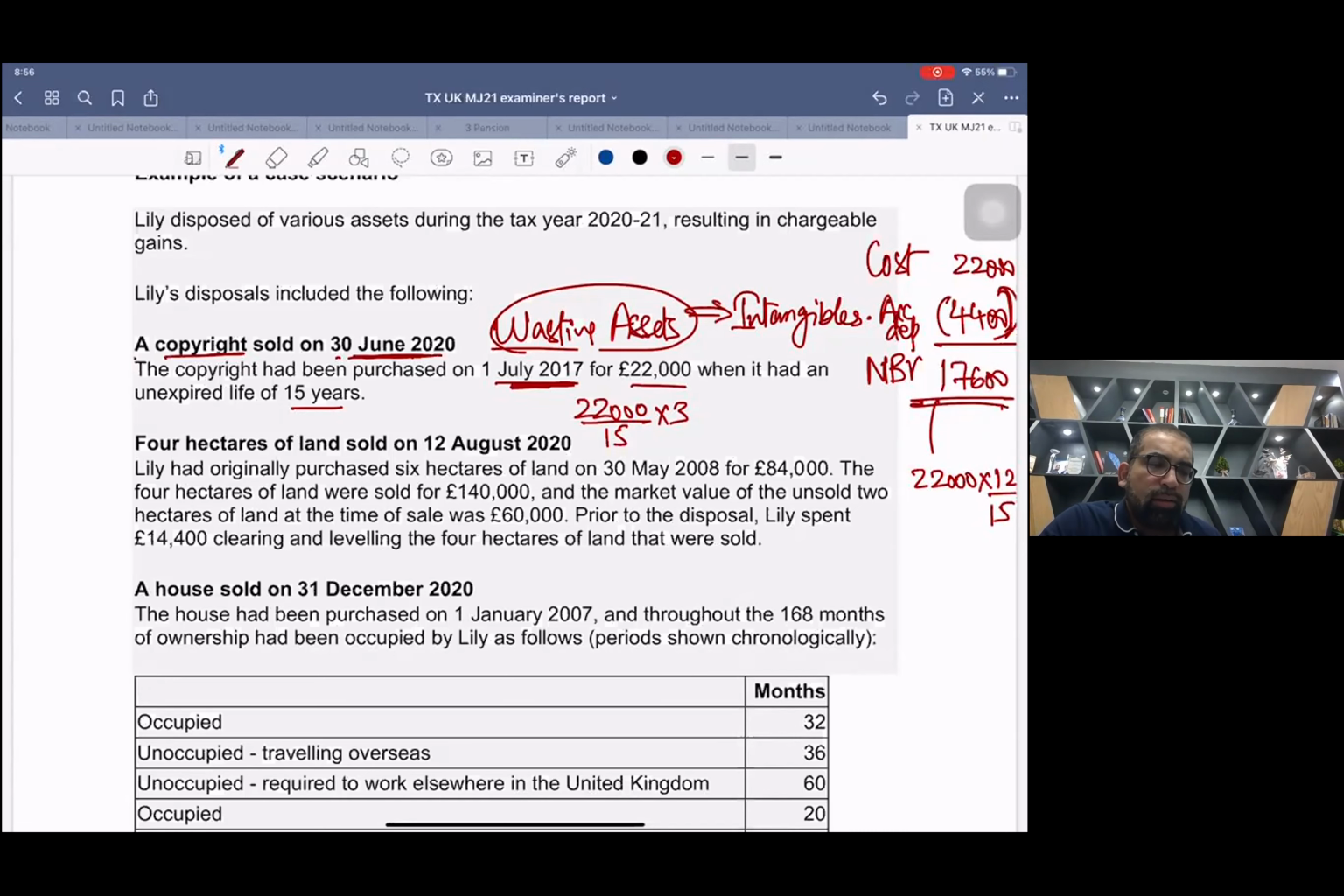So now, students, when we compute the gain of this copyright, how much cost will be deducted? 17,600. NBV is deducted in the computation of gain. For copyright, in the capital gain calculation, we deduct NBV. Okay, so 2 marks done.